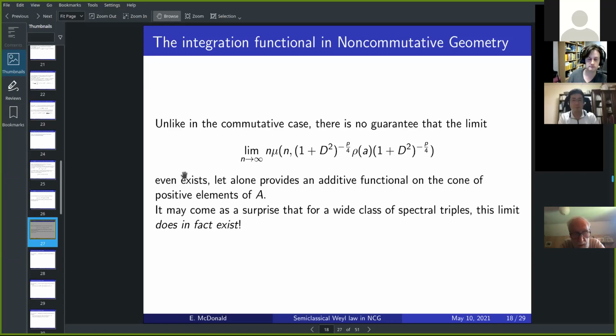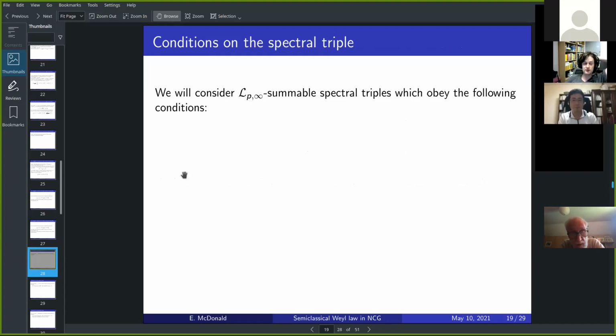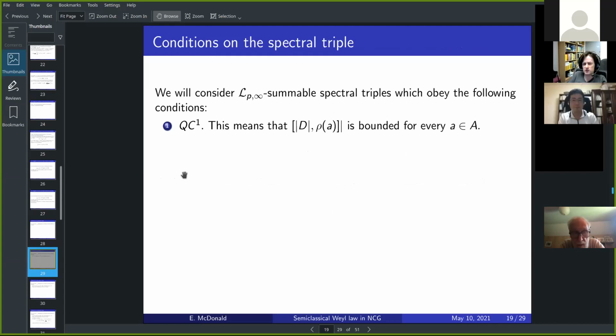Okay, so we're going to consider L^{p,∞}-summable spectral triples which obey the following conditions. First of all, they're QC1. This is just a technical condition. It means that if you take the commutator of ρ(a) with the absolute value of D, then it's bounded for every a in the algebra A.